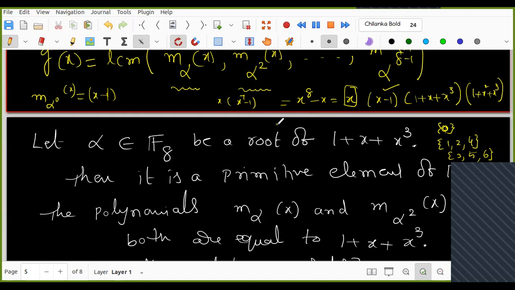But x minus alpha, x minus alpha square, and x minus alpha power 4 are all roots of a single polynomial, that is this one. Its roots are alpha, alpha square, alpha power 4. Its roots are alpha cube, alpha power 5, alpha power 6. Any doubts further? Please let me know.